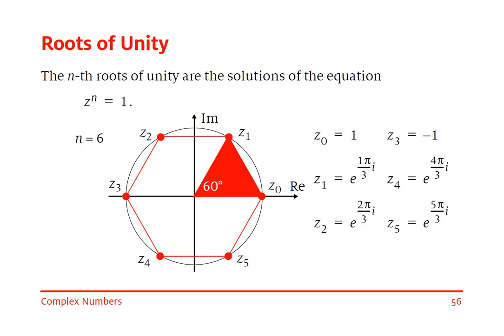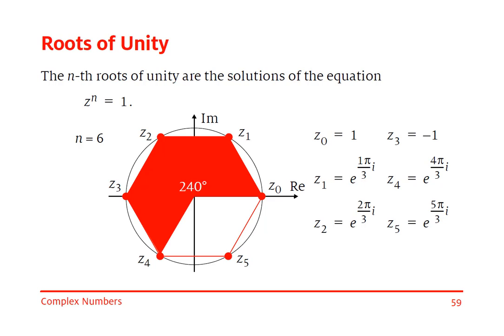The first solution, z1, has an angle of 60 degrees, which is 360 degrees divided by 6. The second one is 120 degrees. The third solution has 180 degrees. The fourth solution has 240, and the fifth solution has 300 degrees. And the solution z0 is 1, which has 0 degrees or 360 degrees, which is the same.